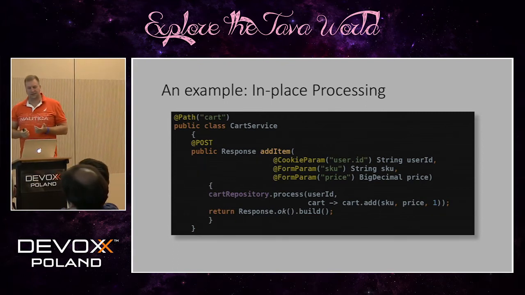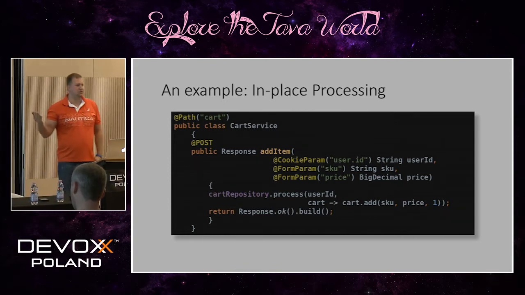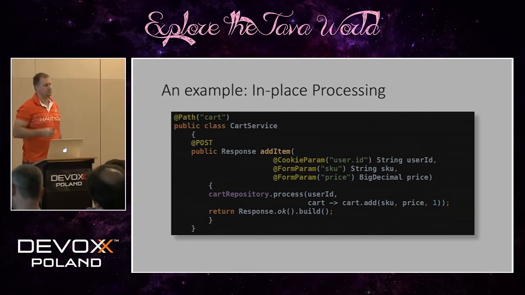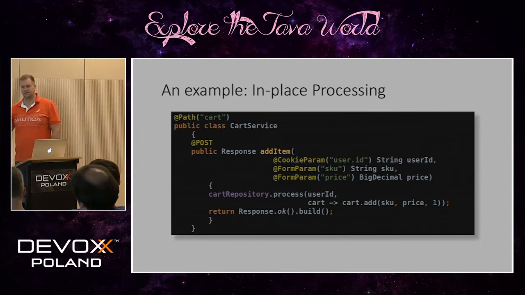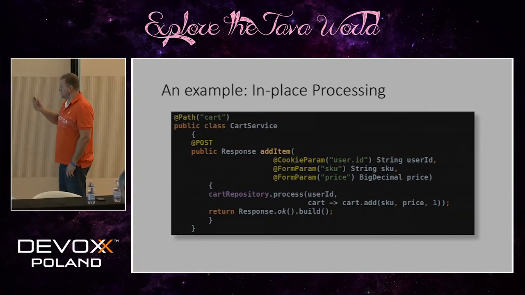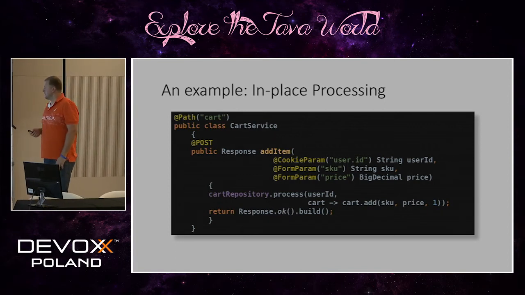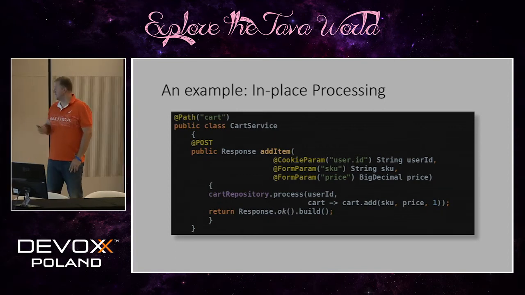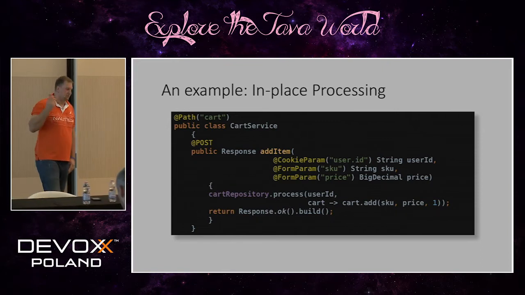What you can do instead is send processing to the data. In a database, you have stored procedures. You can say, OK, execute this stored procedure. In Coherence, you have something that we call an entry processor. So you can send an entry processor to the data and execute it. This is the example. We can say our repository has a process method on the cart with a given user ID. I want to add this SKU and price, and quantity one.